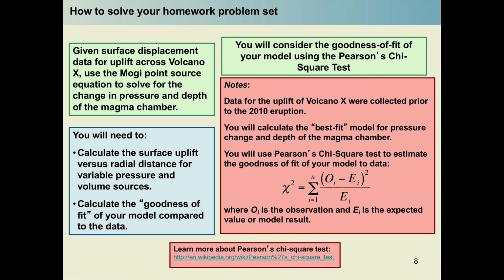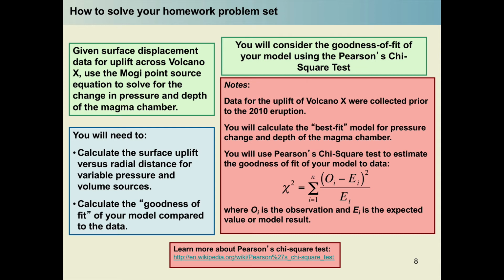So for your homework problem set, you're going to be asked to do a couple of things. You're going to be given surface displacement data for uplift across some volcano X, and you're going to use a Mogi point source equation to solve for the change in pressure and depth of the magma chamber. This is a typical sort of application that you might use with geophysical monitoring data, but for this problem set, it's a little simplified.